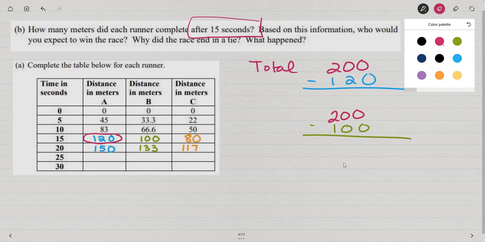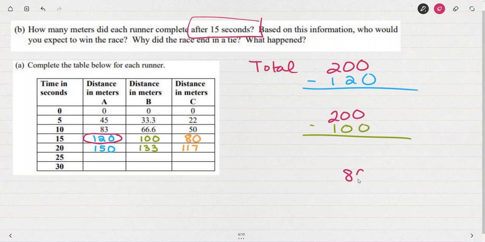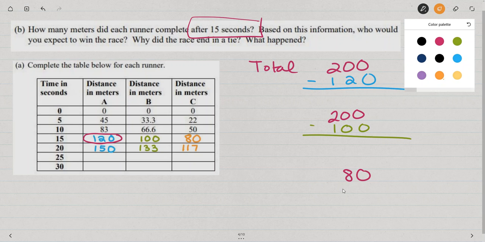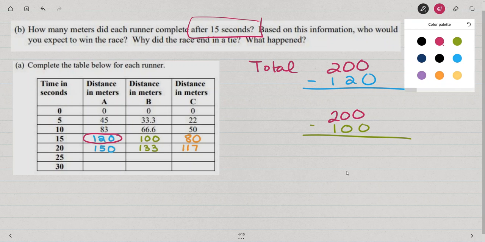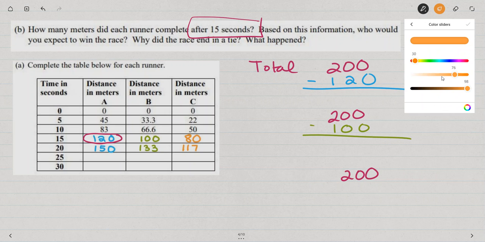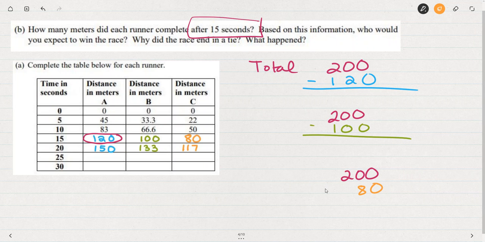And then finally, runner C, who started out the slowest, but still ended. Oh, I'm sorry, I wrote the wrong number there. I meant to write a total of 200, right? So we ended at 200. And at 15 seconds, runner C had gone 80 meters. So I could subtract to see how far each runner ran after 15 seconds.